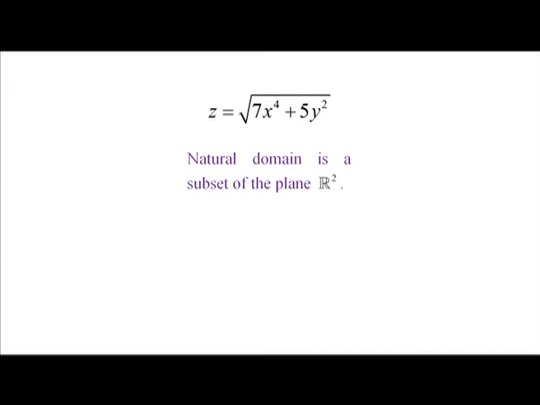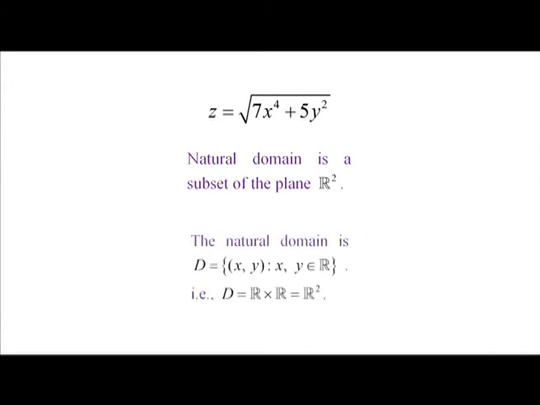Since the square root of a negative number is imaginary, it follows that the function is defined only for those ordered pairs (x, y) for which 7x^4 + 5y^2 ≥ 0. Due to the presence of x^4 and y^2, we have that 7x^4 + 5y^2 is always non-negative for any choice of ordered pair (x, y).